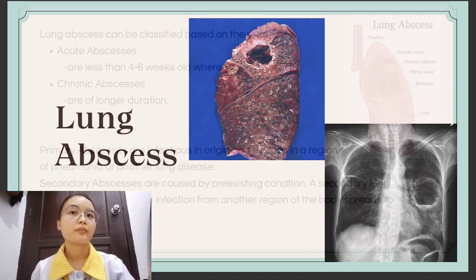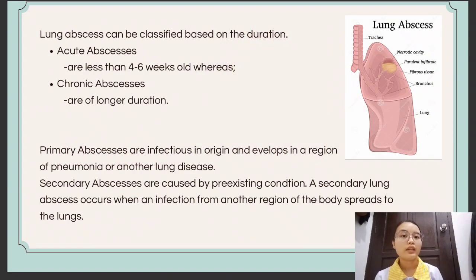Next, lung abscess can be classified based on the duration. We have acute and chronic abscesses. Acute abscesses are less than 4 to 6 weeks old, so a month and a half, no? And chronic naman are of longer duration, so more than 6 weeks old.